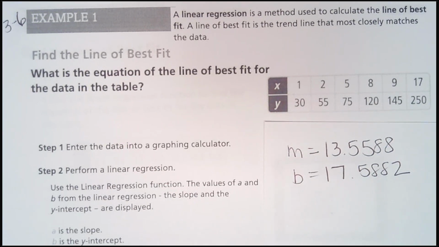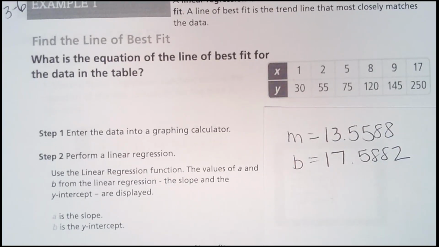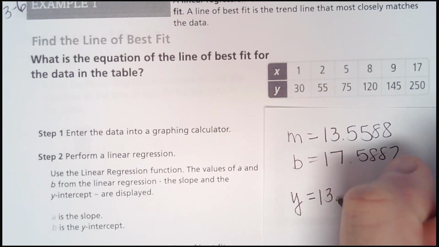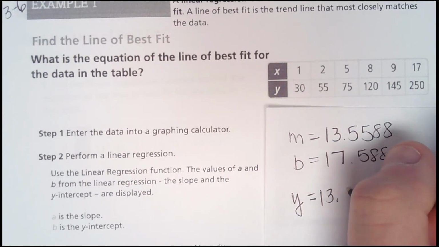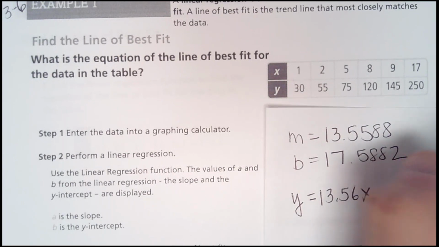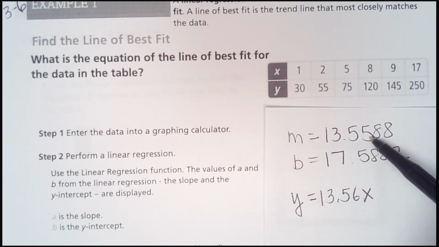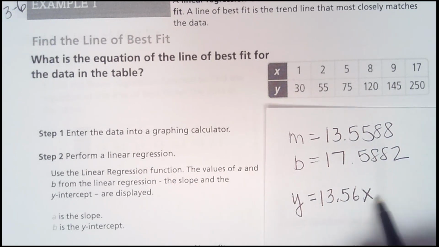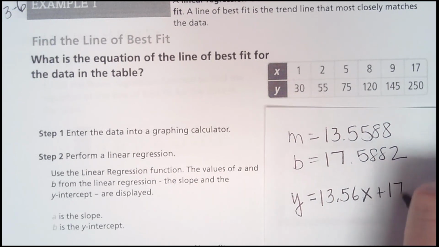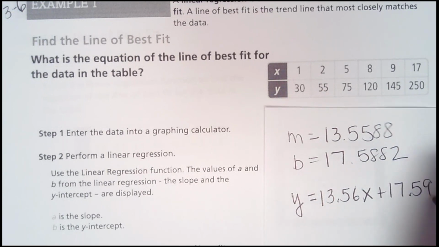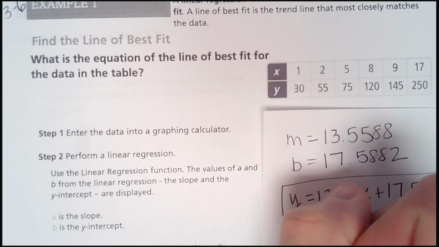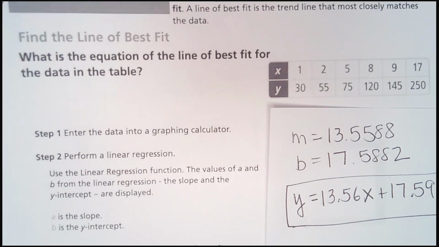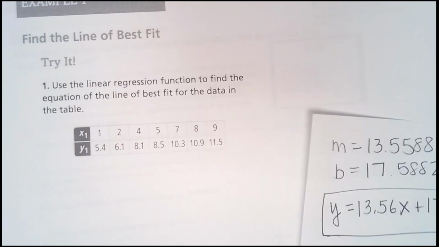And the last step is to write the equation of the line of best fit. Y equals 13.56x. I go to the hundreds place. You can go to whatever decimal position you prefer. So 13.56x plus 17.59. And that would be our line of best fit, our linear regression. Let's look at our second example.